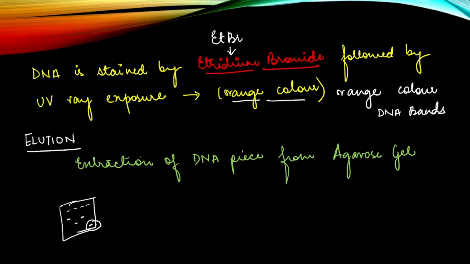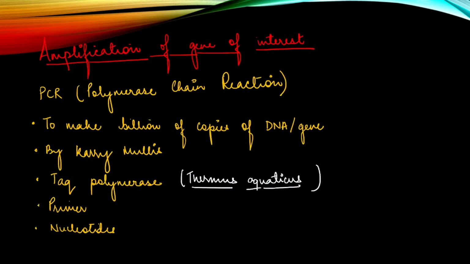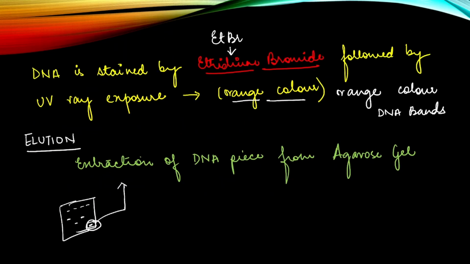What we will do, we'll cut this particular gel, and this process of extraction of DNA pieces from agarose gel, we call elution. Right? So what is elution? Extraction of a DNA piece from the gel, we call it elution. Next, now we have our gene of interest. We extracted it, yes or no?